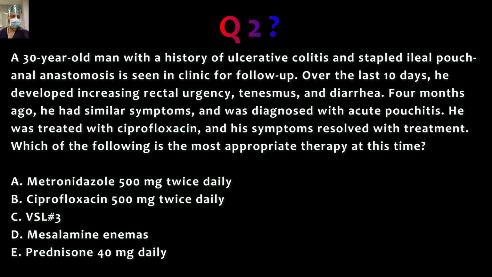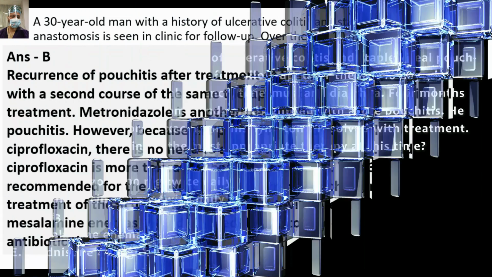So, coming to the question which I asked at the beginning of this video: a 30-year-old man with a history of ulcerative colitis and stapled ileal pouch anastomosis is seen in clinic for follow-up. Over the last 10 days, he developed increasing rectal urgency, tenesmus, diarrhea. 4 months ago, he had similar symptoms and was diagnosed with acute pouchitis. He was treated with ciprofloxacin and his symptoms resolved with treatment. Which of the following is the most appropriate therapy at this time? So options were metronidazole, ciprofloxacin, VSL-3, mesalamine enemas, or prednisone. So I think now you can answer this question better.